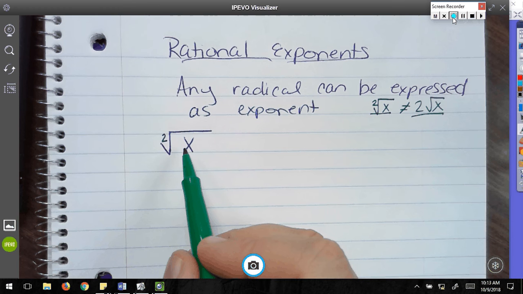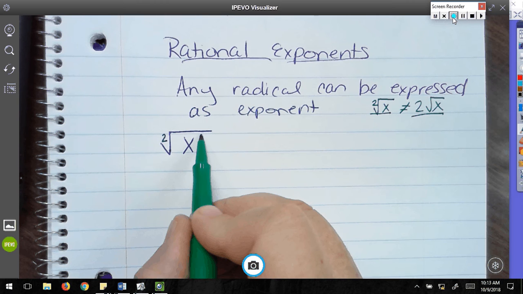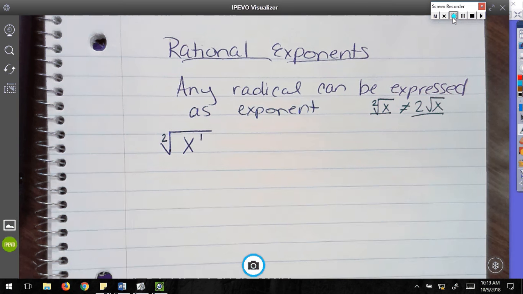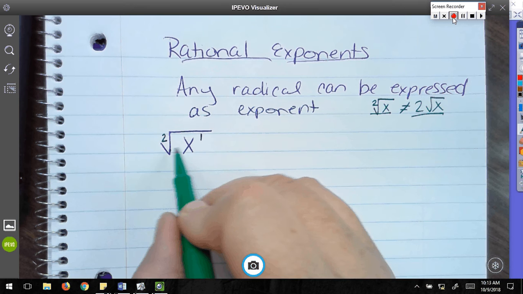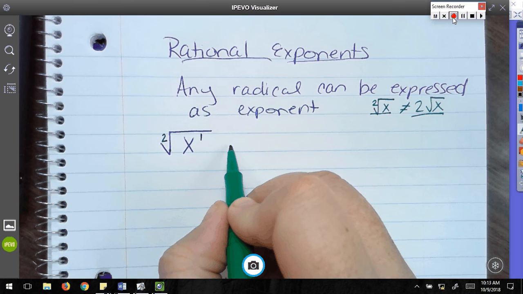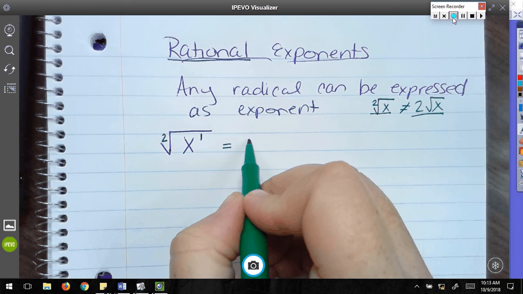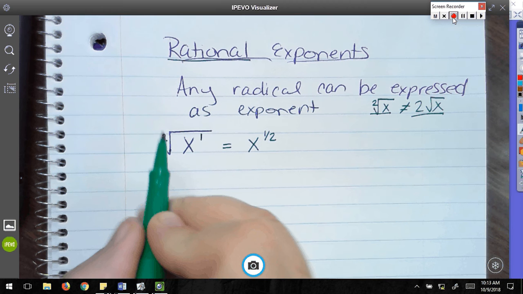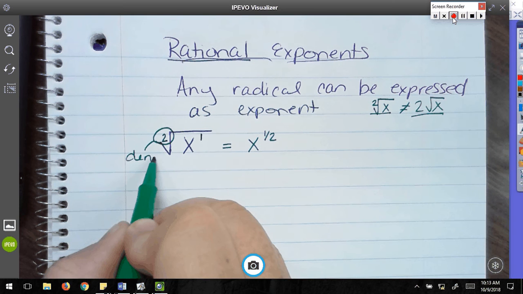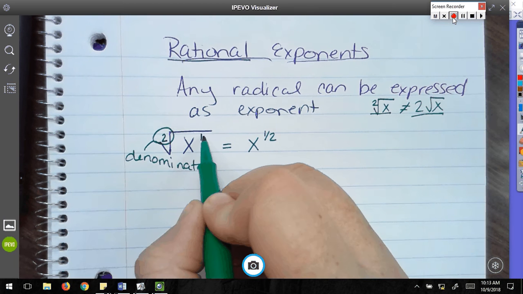The other implied number is an exponent on the variable itself, and that's a 1. I told you any radical expression can be written as an exponent. Rational numbers are fractions, so I can change this to an exponent of 1 over 2. This number is always the denominator of the fraction, and this number is always the numerator.